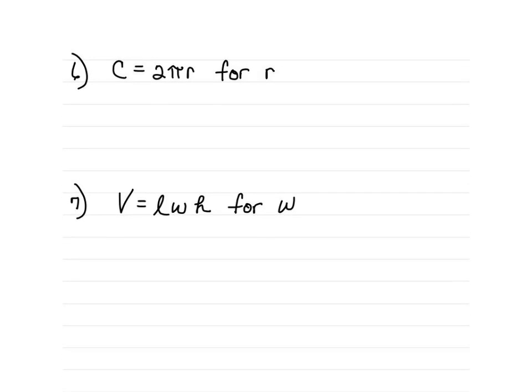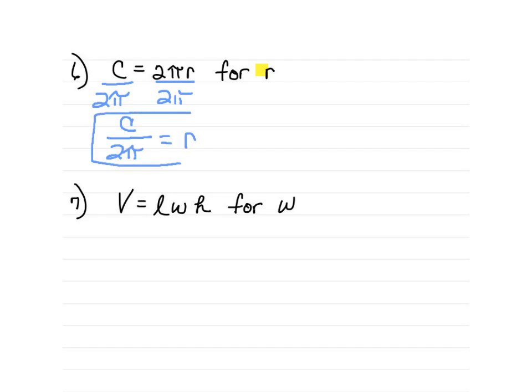Okay, so here are some formulas. Here's the formula for circumference. Circumference equals 2 pi r. And on this one, we want to isolate r, or solve for r. Okay, so if I look on the right side of this equation, I see that r is being multiplied by 2 pi. So let's divide by 2 pi, divide by 2 pi. And so I get c over 2 pi is equal to r.